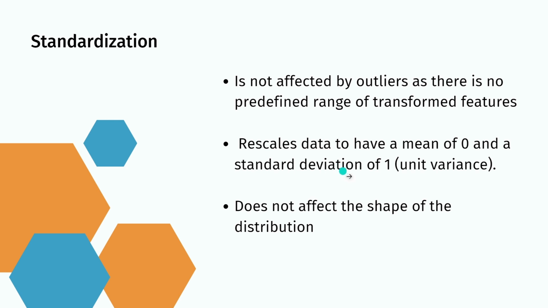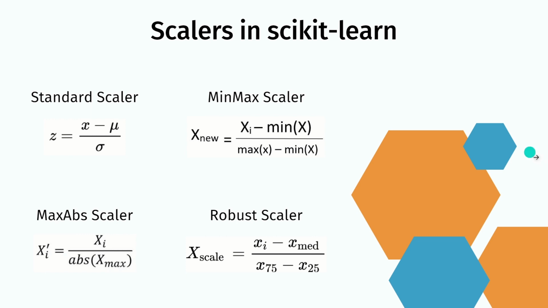And standardization does not affect the shape of the distribution. So the shape of the distribution, as in the geometric shape, let's say if you're plotting it as a graph, like a bar graph. If you're standardizing the features, the bar graph will still seem the same after standardization. So that means that it does not affect the shape of the distribution or the geometric shape.